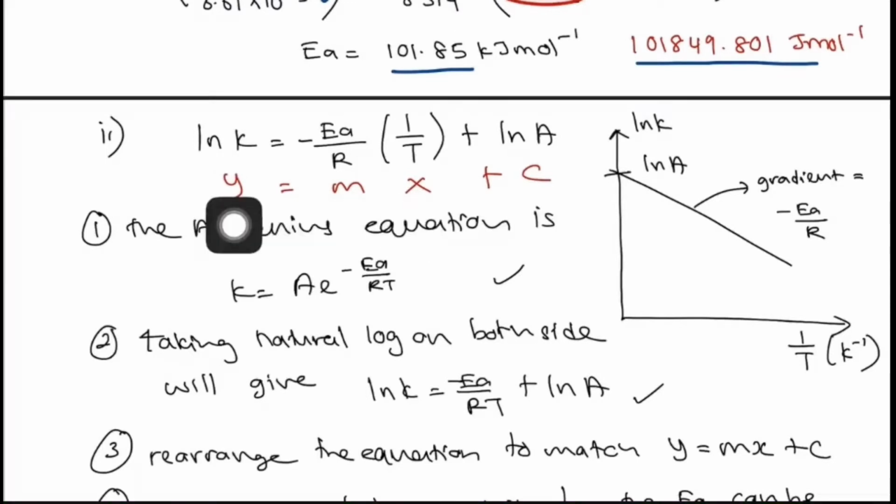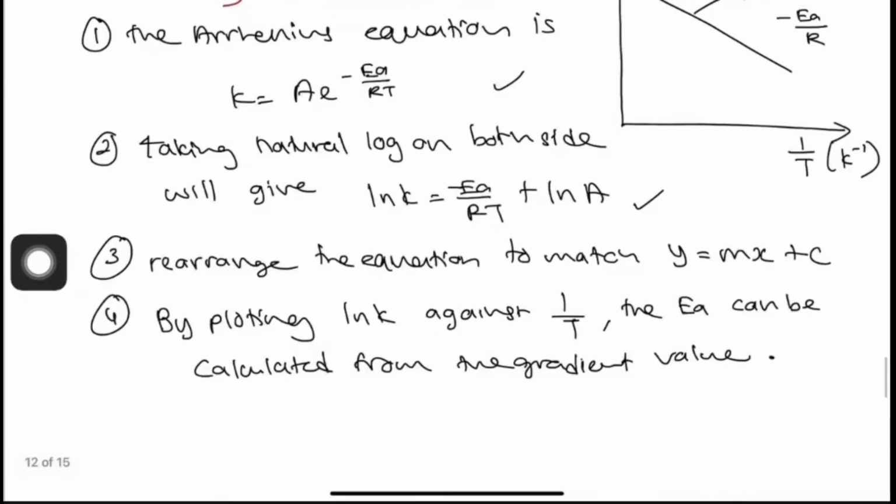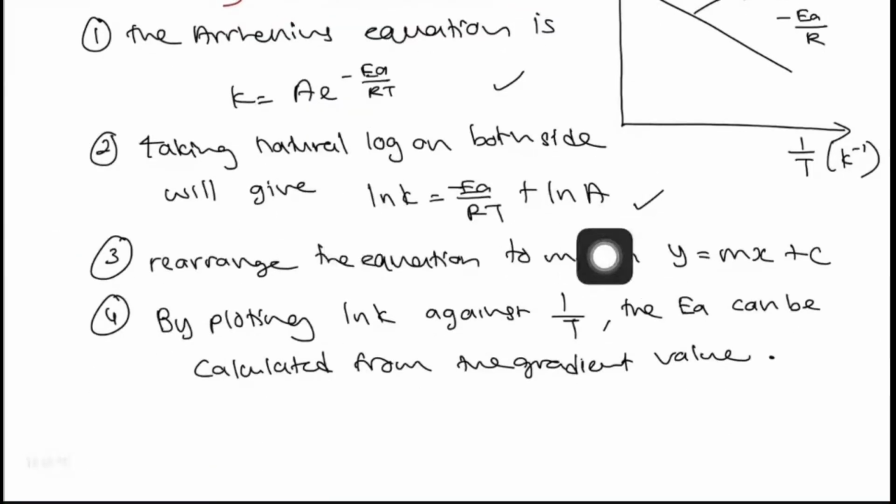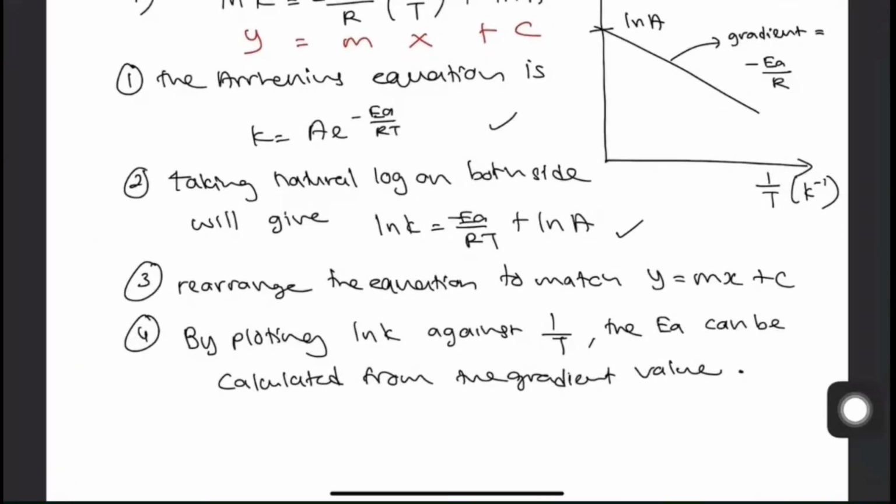Okay, so match it with y equals to mx plus c. Sketch the graph. Make sure you label correctly. Okay, so start off by saying the Arrhenius equation is k equals to A exponential negative EA over RT. Taking natural log on both sides will give this equation over here. Rearrange the equation to match y equals to mx plus c by plotting ln k against 1 over temperature. The activation energy can be calculated from the gradient value. So this is how you write your answers.